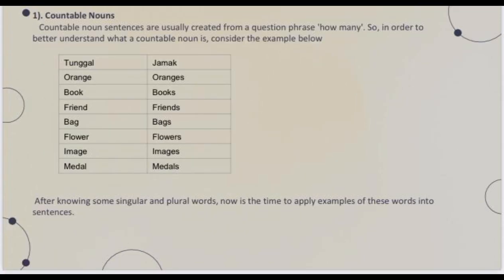Three, using countable and uncountable nouns. Countable noun sentences are usually created from a question plus how many. So, in order to better understand what a countable noun is, consider the example below. After knowing some singular and plural words, now is the time to apply examples of these words in a sentence.